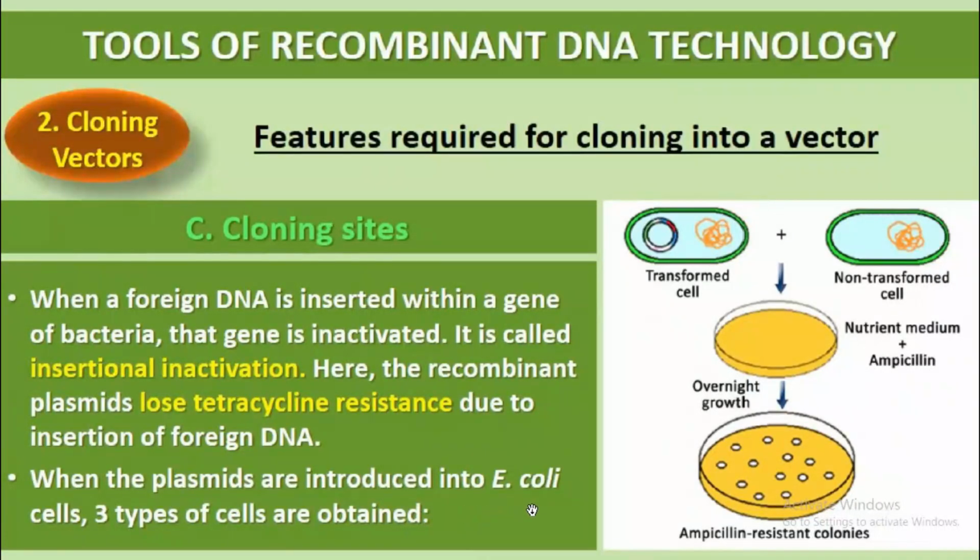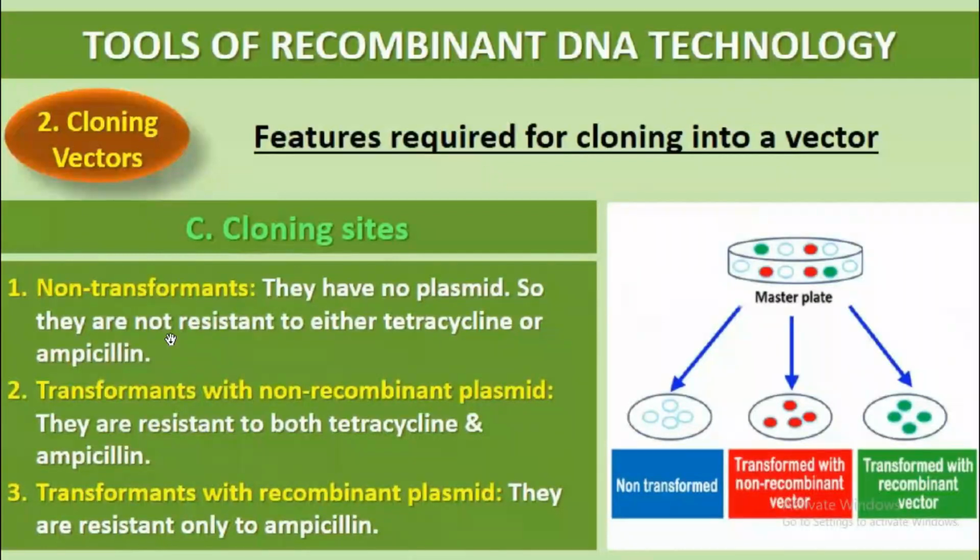When the plasmids are introduced into E. coli, three types of cells are obtained. Which are they? They are non-transformants, transformants with non-recombinant plasmid, and transformants with recombinant plasmid. The non-transformants have no plasmids. They are not resistant to either tetracycline or ampicillin. Transformants with non-recombinant plasmids are resistant to both tetracycline and ampicillin. The transformants with the recombinant plasmid are resistant only to ampicillin.